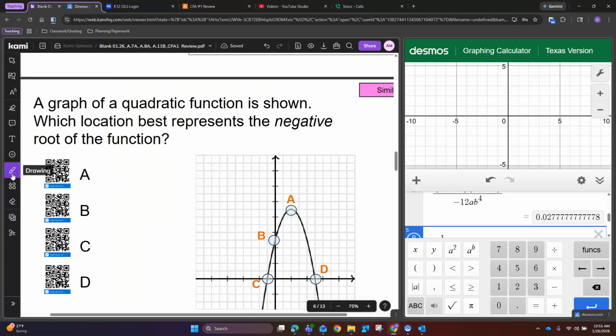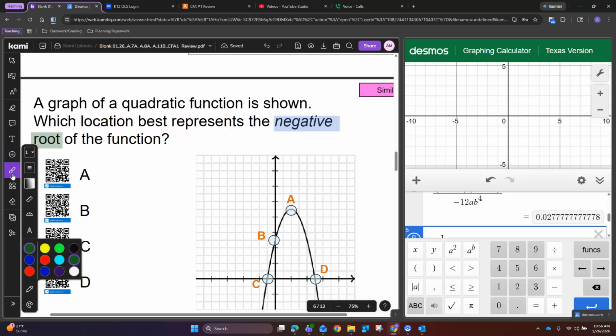All right, guys, for this question, a graph of a quadratic function is shown. Which location best represents the negative root of the function? First of all, as a reminder, we want the negative. That means we do not want the positive, so we're going to stay on the left-hand side of the y-axis. And we're looking for roots. Now, as a reminder, we just need to refresh our memory. Root is another word for zeros, our x-intercepts, solution.